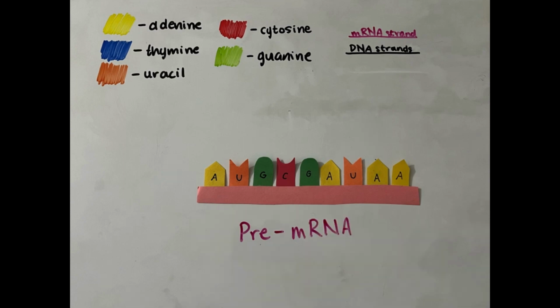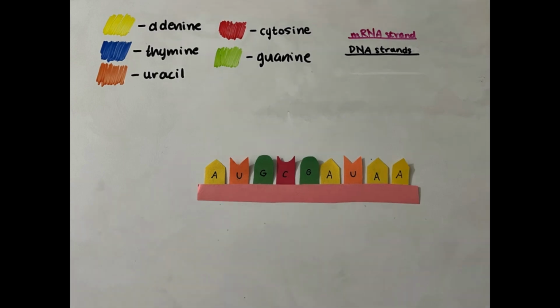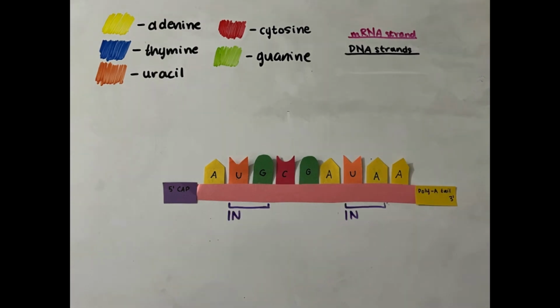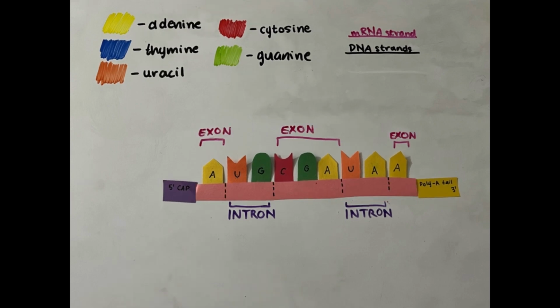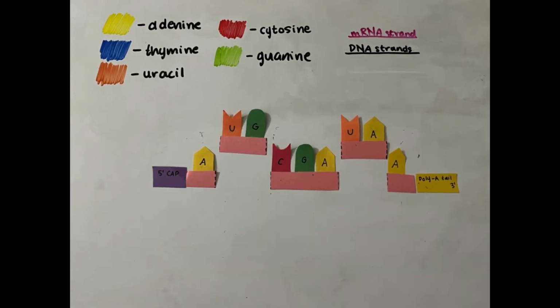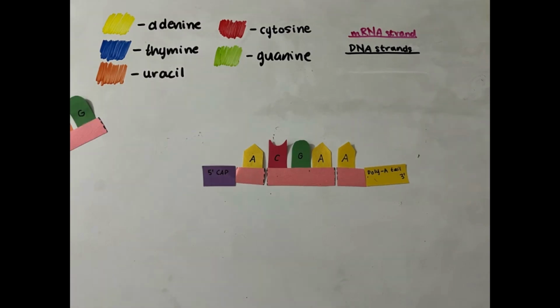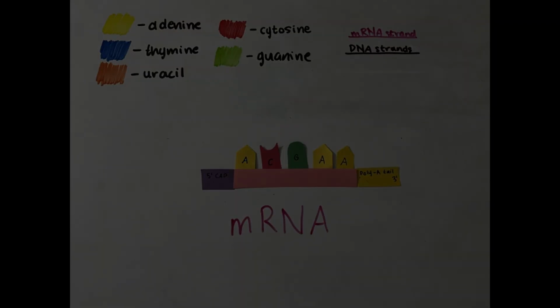A cap is added to the 5' end of the molecule, and a poly-A tail is added to the 3' end. Before this new RNA molecule is ready, it needs to be revised and edited before it can be read, so it is called the pre-mRNA. Then, bits and pieces, called introns, are cut out. The remaining pieces are known as exons, which are spliced together to form the final mRNA.